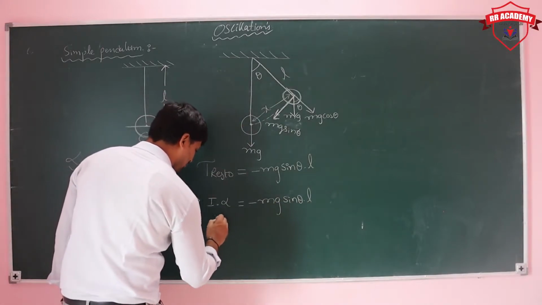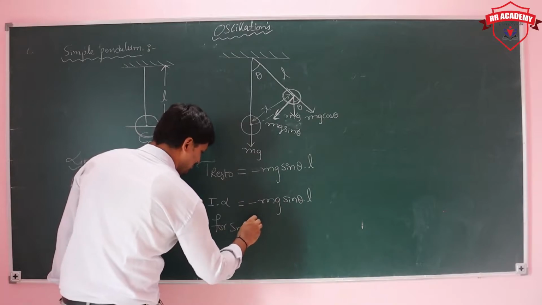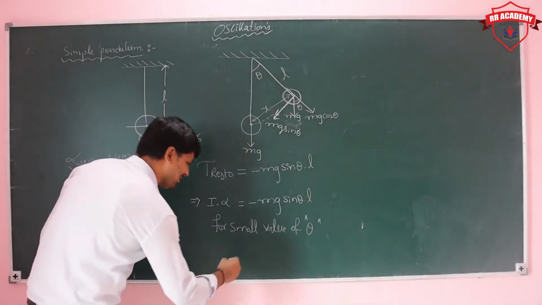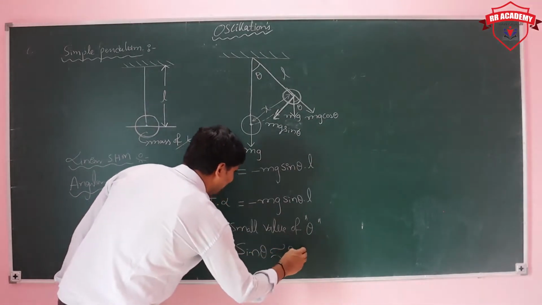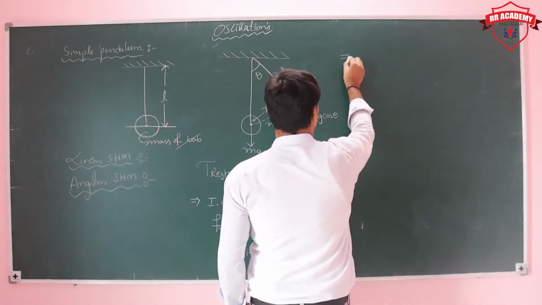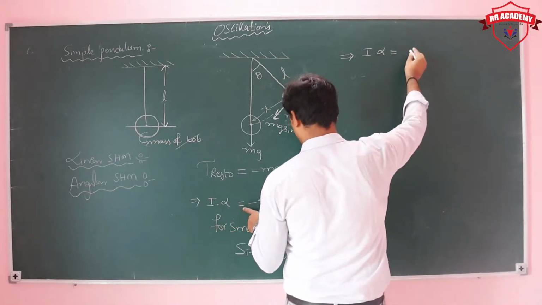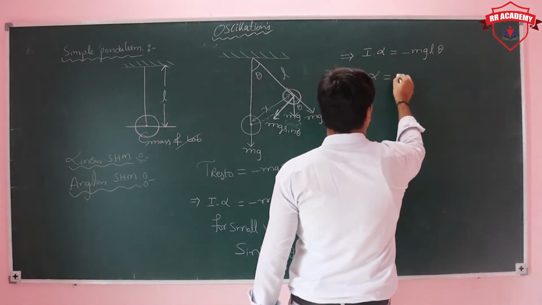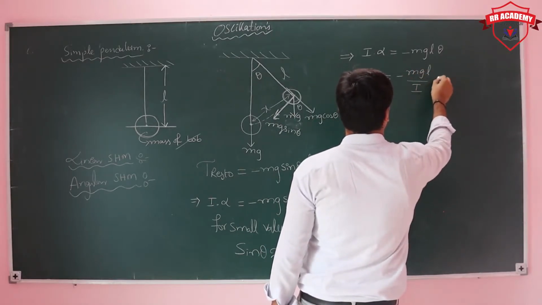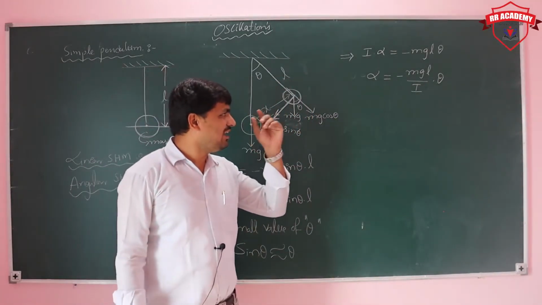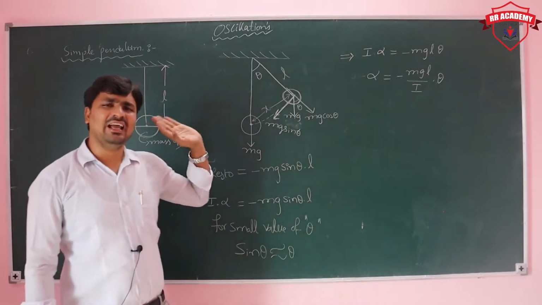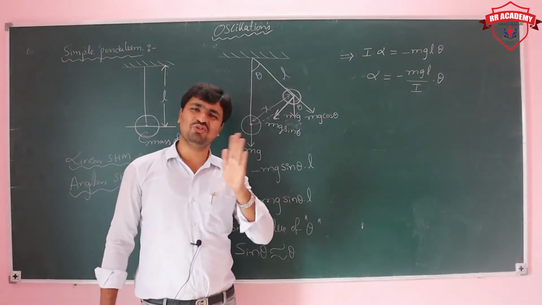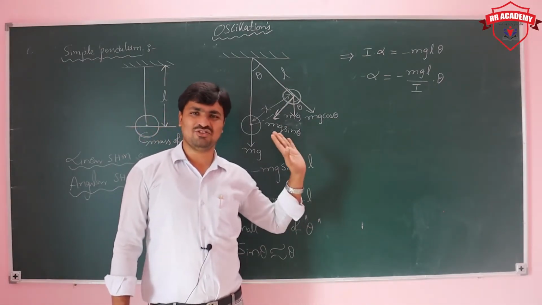Again, for small values of theta, sin theta is nearly equal to theta. That means I alpha is equal to minus mgl into theta. Then alpha is equal to minus mgl upon I into theta. Whether you learn linear simple harmonic motion or angular simple harmonic motion, you get the same result; here I am just explaining the process of solving, that's all.